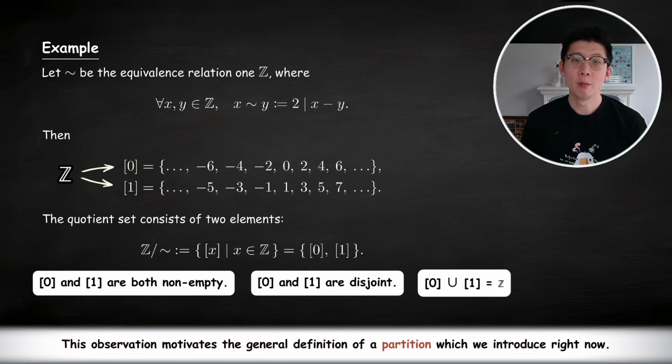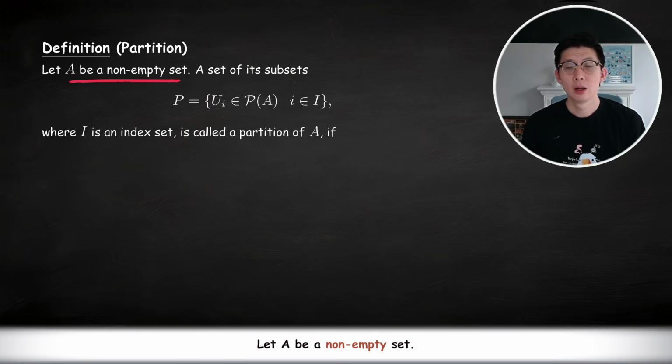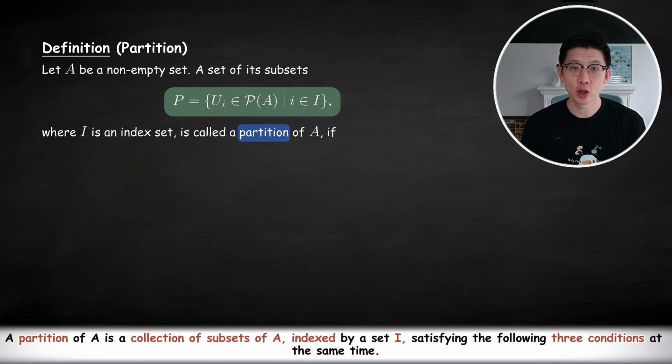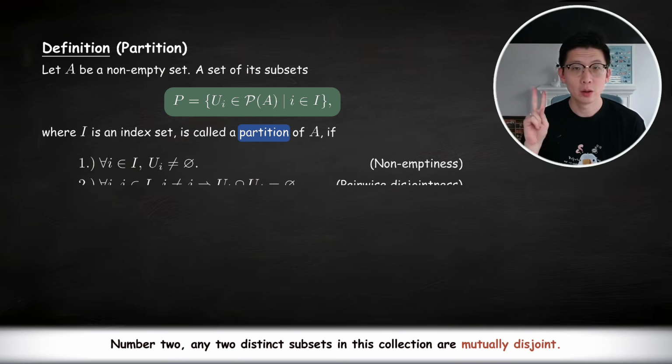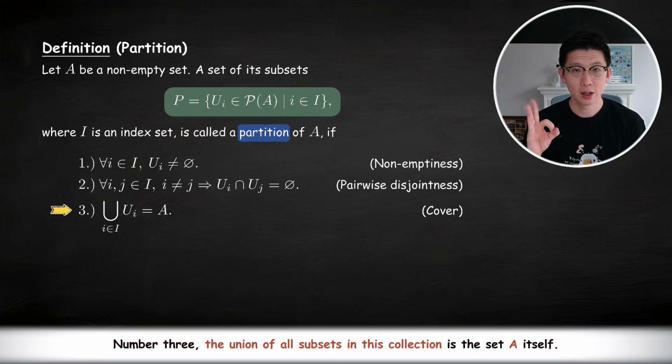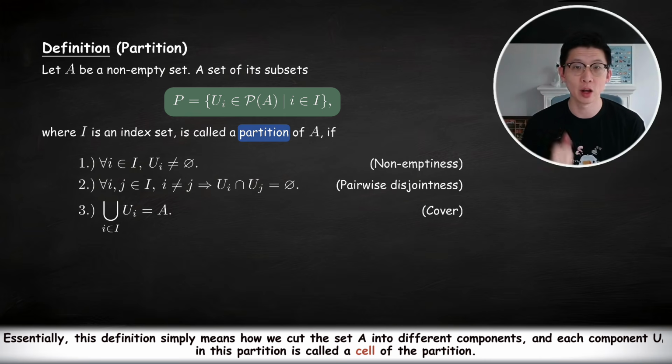This observation motivates the general definition of a partition, which we introduce right now. Let A be a non-empty set. A partition of A is a collection of subsets of A indexed by a set I, satisfying the following three conditions at the same time. Number one, any subset in this collection is non-empty. Number two, any two distinct subsets in this collection are mutually disjoint. Number three, the union of all subsets in this collection is the set A itself.